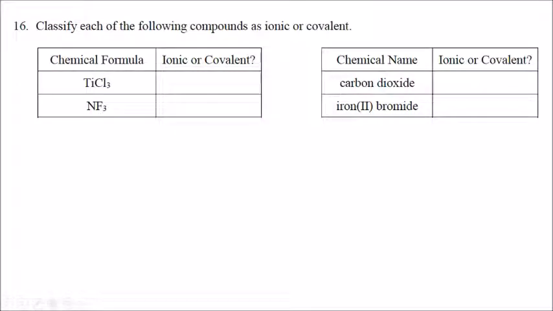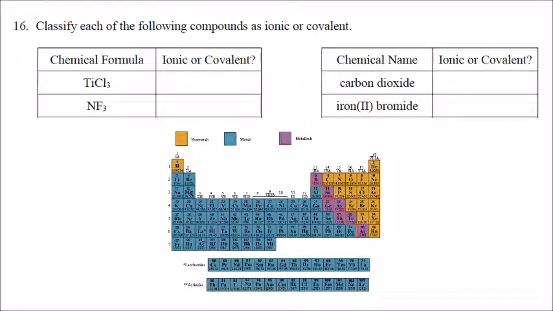In number 16, we have to classify each of the following compounds as either ionic or covalent. So let's remind ourselves where the metals, nonmetals, and metalloids are located on the periodic table. Titanium and chlorine would be an example of a metal and a nonmetal, so that is an ionic compound. With nitrogen and fluorine, since those are both nonmetals, that's a covalent compound. With carbon and oxygen, again, those are both nonmetals, so covalent. And with iron and bromine, that's a metal and a nonmetal, therefore that would be an ionic compound.